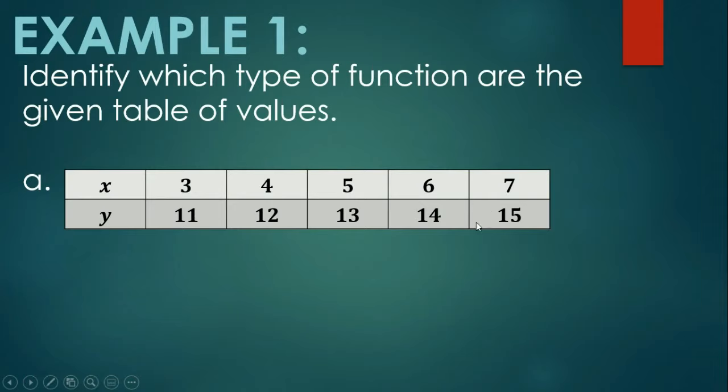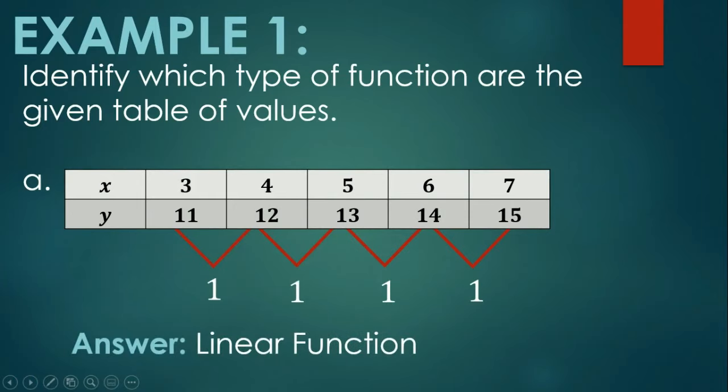So, 15, 14, 13, 12, 11, as you can see, may pattern siya. So, pababa siya. Ibig sabihin, if we try to subtract 15 and 14, we have 15 minus 14 is 1. 14 minus 13 is 1. 13 minus 12 is 1. 12 minus 11 is 1. So, nakita natin na yung unang differences nila ay pareho. Ibig sabihin, this is a linear function. Okay?